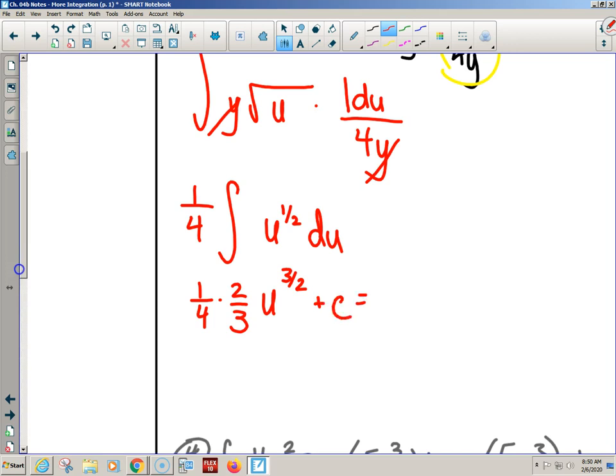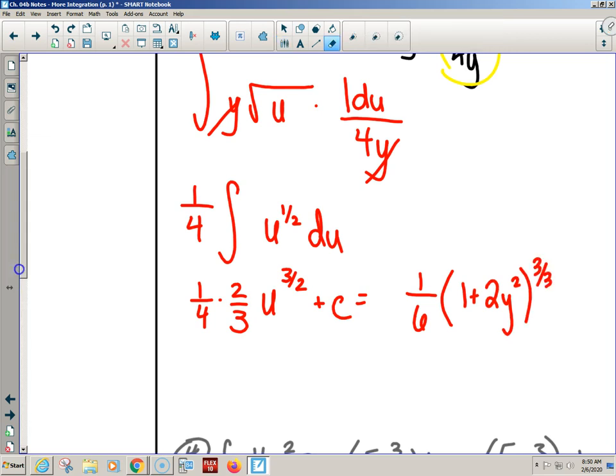And then I can just multiply that by 1/4, which ends up giving me a 1/6 times who to the 3 halves? My mental math. 1 plus 2. Thank you. Oh, nope, 3 halves. I know.